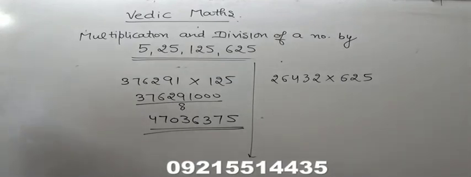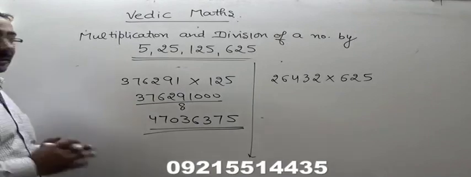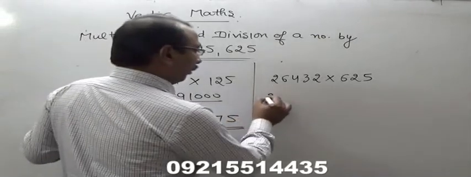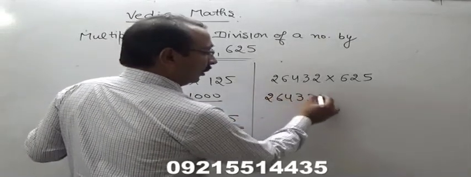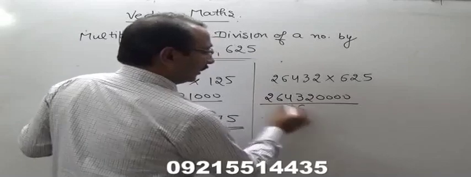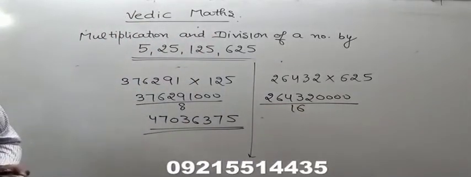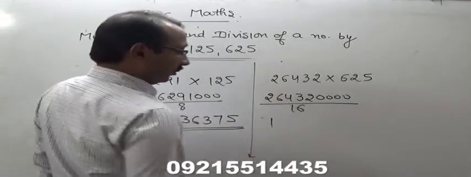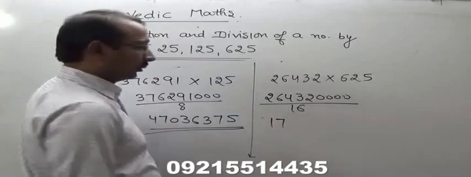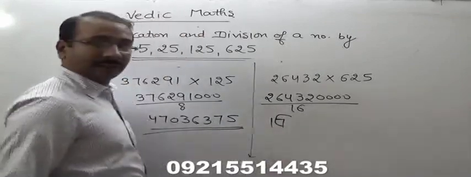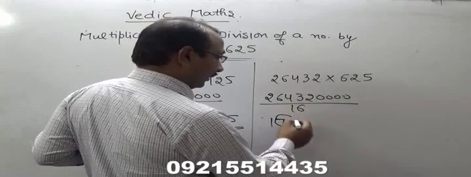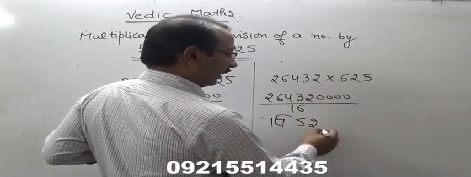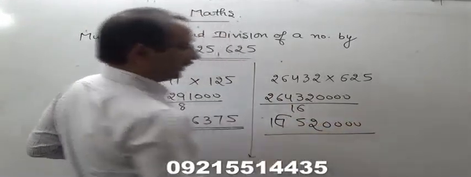We know that 625 is taken as 10,000 by 16. So what I can do here: 26432, 10,000 with 4 zeros, divided by 16. Now the process is very simple. 16 1 is 16, 16 6 is 96, then 16 5 is 80, 16 2 is 32. All 4 zeros there, that becomes my answer.